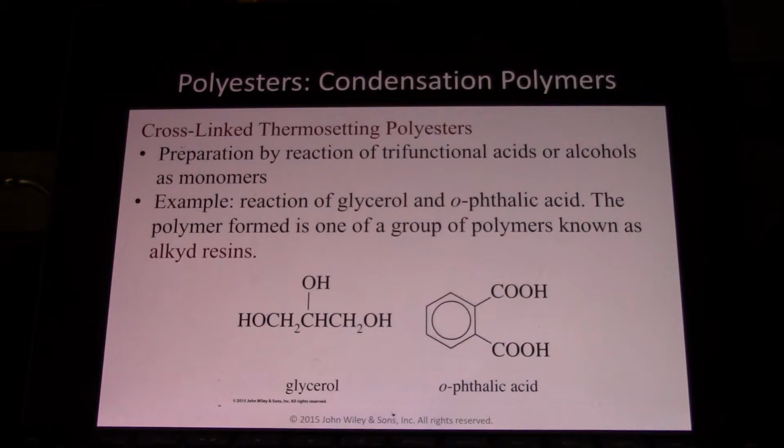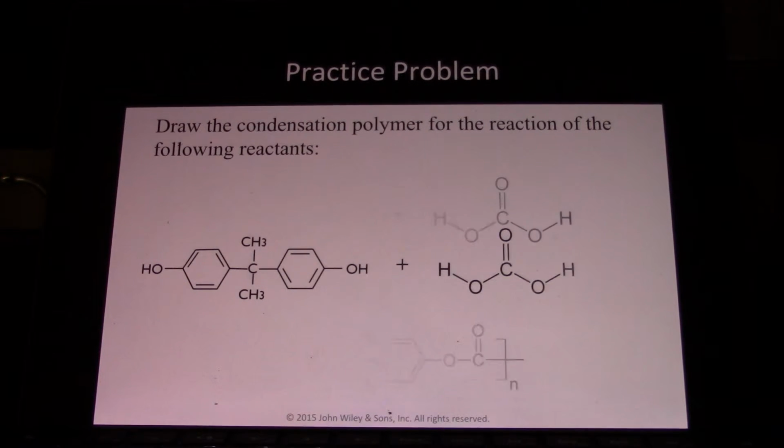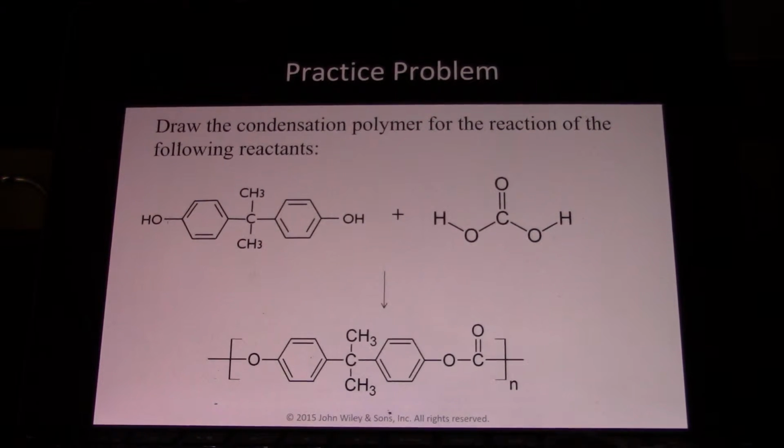Cross-linked thermosetting polyesters. We have a preparation by reaction of trifunctional acids or alcohols as monomers, like glycerol. And so here's the reaction of glycerol and orthophthalic acid. The polymer formed is one of a group of polymers known as alkyd resins. And so we're going to draw the condensation polymer. And you attach to both sides, here and here. And we're making an ester. So pretty much you're keeping just this group right there.